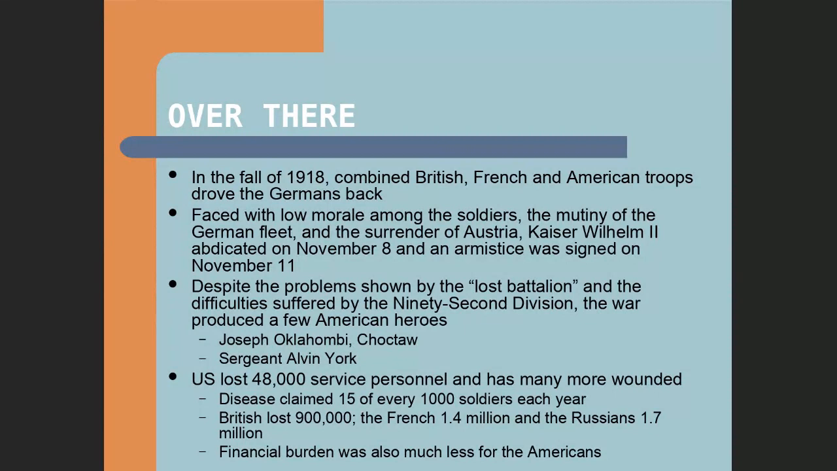All right. In the fall, British, French, and American troops are basically pushing those Germans back, and there is a mutiny in the German fleet. Austria surrenders, and Germany finally realizes, we have lost. The Kaiser Wilhelm, the emperor, abdicates, gives up the throne, and they sign an armistice on November 11th.